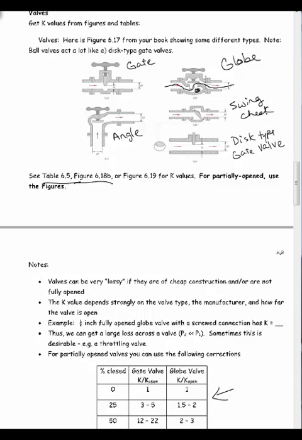Figure 6.18B gives you some more valves, and it gives it to you already with the x-axis being how far open it is, so you could just read the values off of that. The same thing for figure 6.19. Those are for butterfly valves, which are really similar to the swing check valves. If they're not fully open, you're going to either use table 6.5 and then look at these as multipliers, depending on how far closed they are.